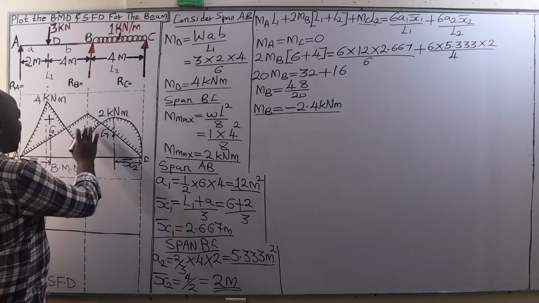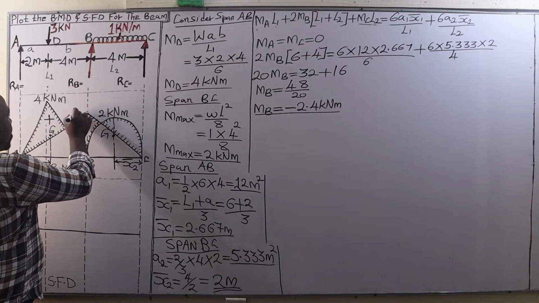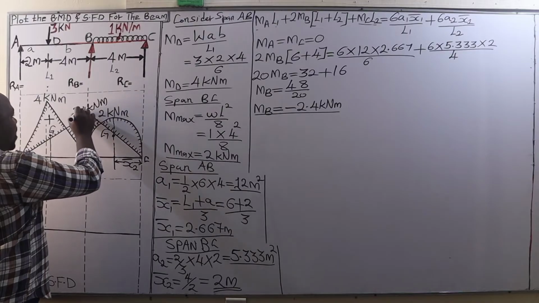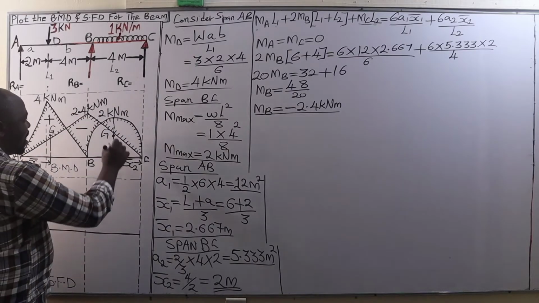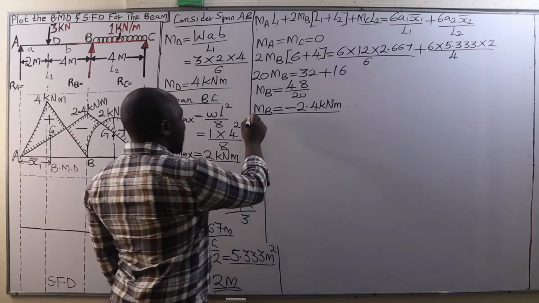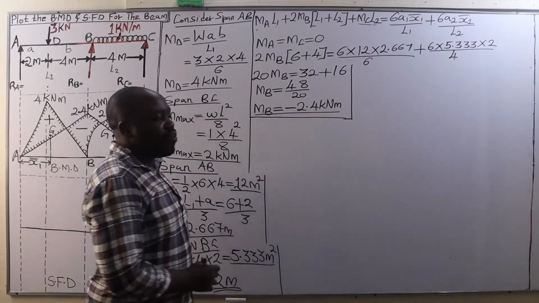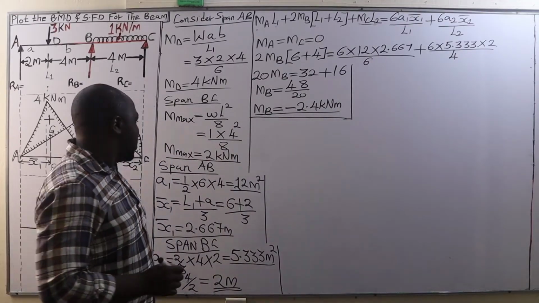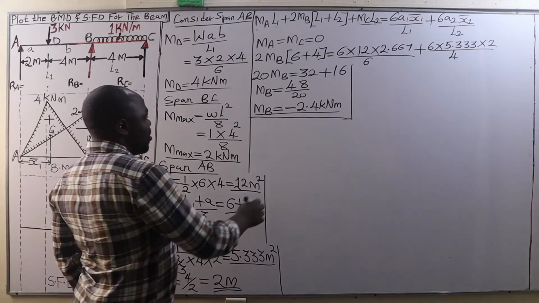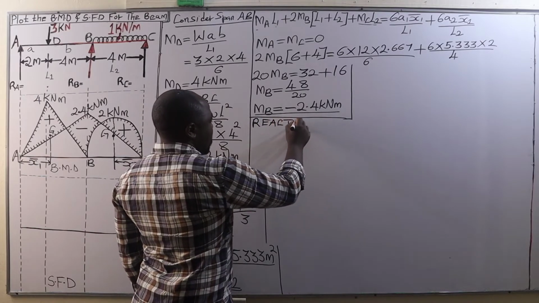This is a positive bending moment. This is a negative bending moment of negative 2.4 kilonewton meter, and this one is a positive bending moment. Then, after getting the values of the bending moments, the next operation will be reactions calculations, so that they can help us to plot the shear force diagrams. So we go to reactions calculations.